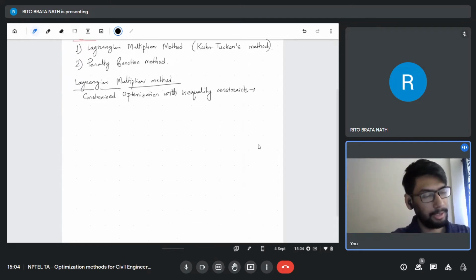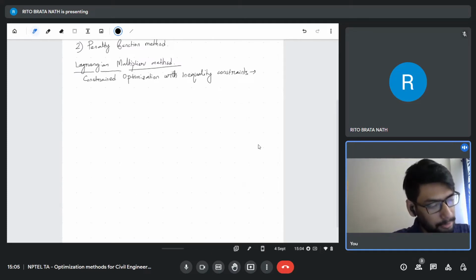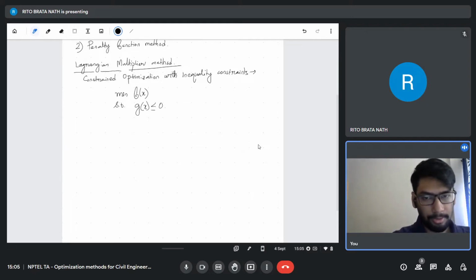Now, suppose you are given a function: minimize f(x), which is subjected to some function g(x) less than or equal to 0. This is your standard form of such problems, and in addition to this you can have equality constraints. But let's discuss this kind of problem setup first.